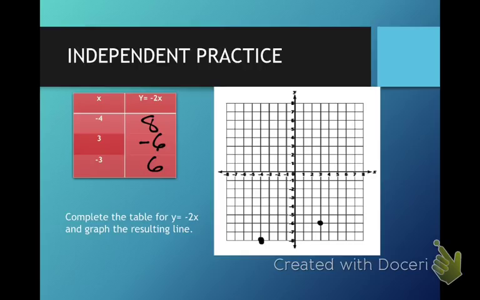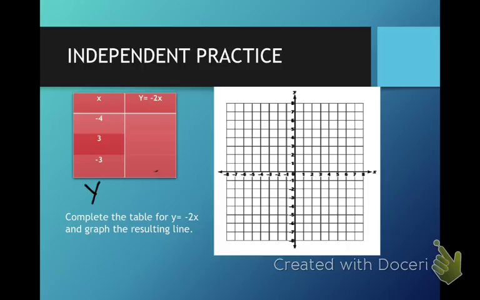Negative 3, 6. Gotta find it. Whoa, messed up. Go back. Sorry. Let's do this right. Mr. Williams messed up here.